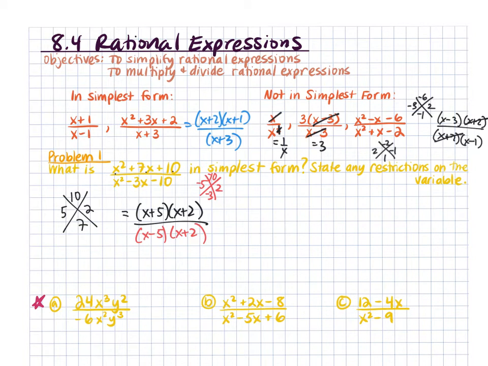Okay, and before we cancel anything, we can see that x plus 2 is going to cancel. You want to do your restrictions. So you state restrictions before you cancel. So this becomes 0 when x is 5, so x cannot be 5. And this becomes 0 when x is -2, so x can't be -2. Then we can cancel our two factors. So our answer is x plus 5 over x minus 5. That's simplified form. And our restrictions are that x cannot be 5 or -2.